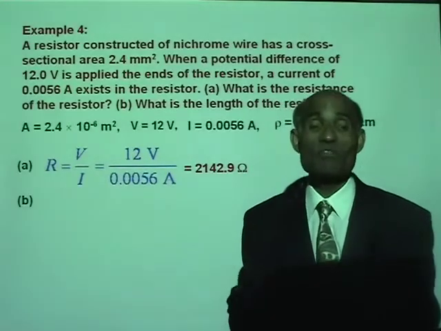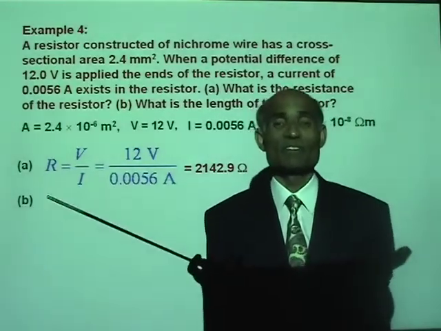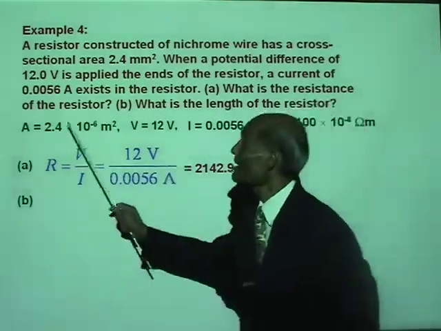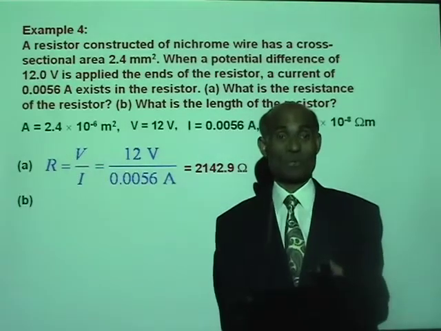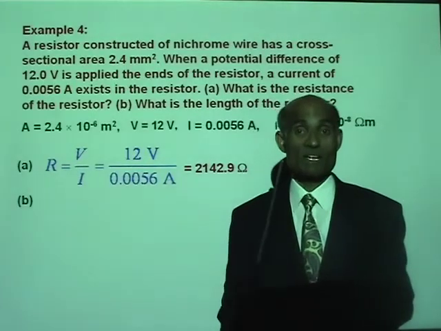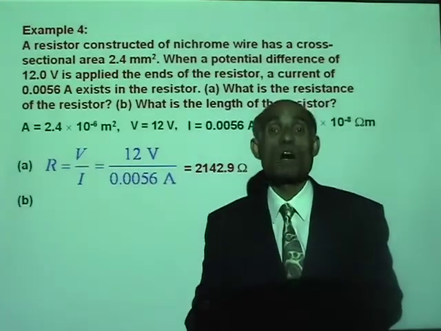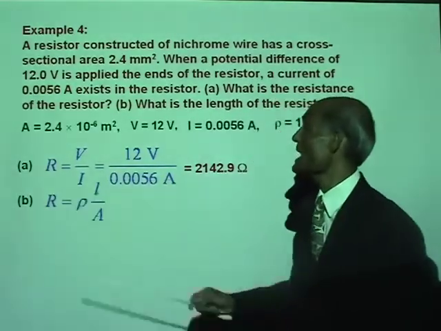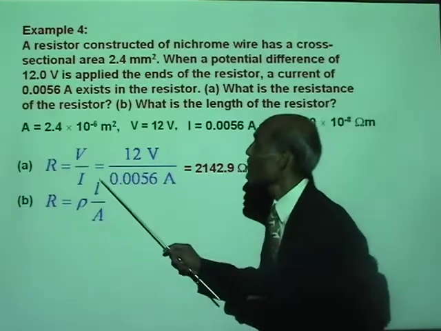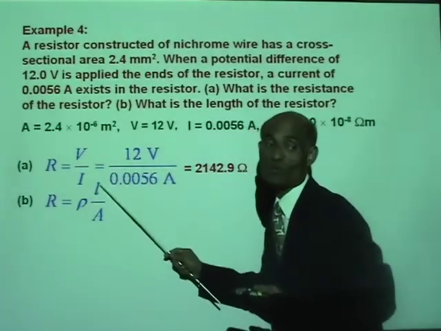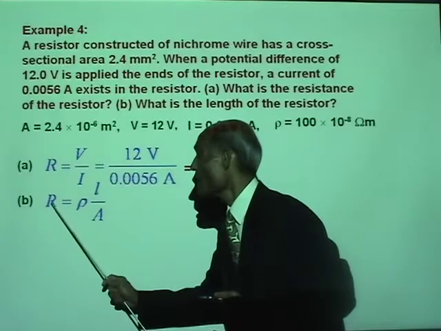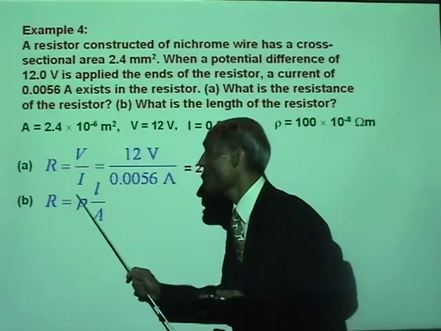Well, obviously we need to find an equation that contains length. And what else? We know the resistance. We know the area of cross-section. Alright, can you look for the equation? The equation is, resistance equal to rho times L over A. R equal to rho times L over A. And solve for L from here. How do you solve for L? L equal to R times A divided by rho.